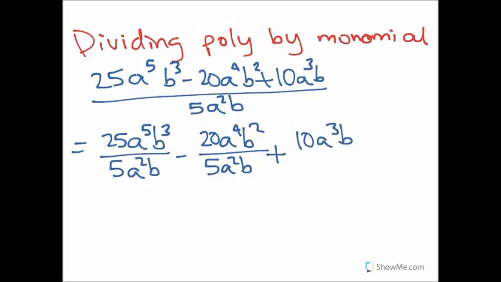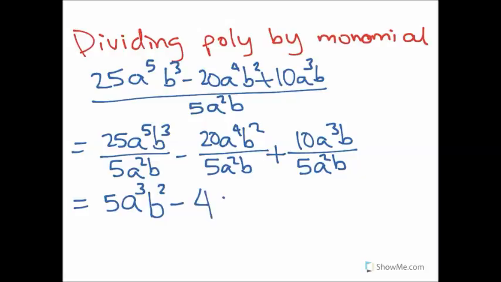Now, we can just use the properties of exponents that we learned about in Lesson 1 to simplify this expression. So this would become 5 times a to the power of 5 minus 2, which is 3, and b to the power of 3 minus 1, which is 2. Then this term becomes a squared b, and the final term is 2 times a.